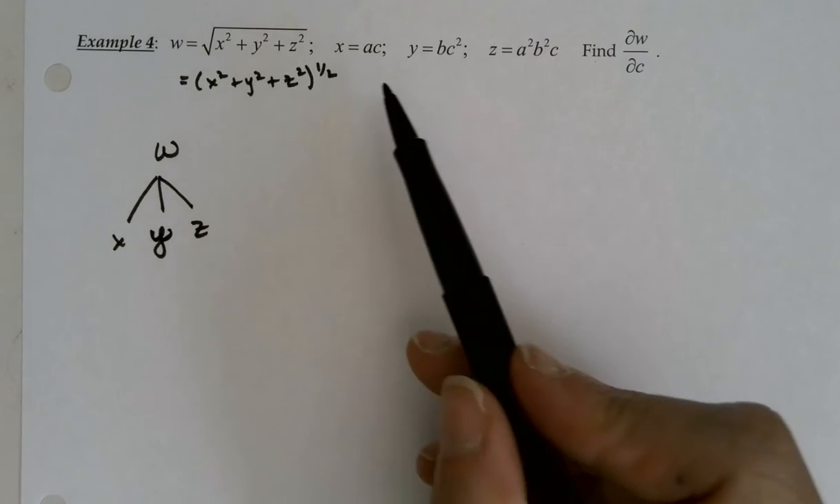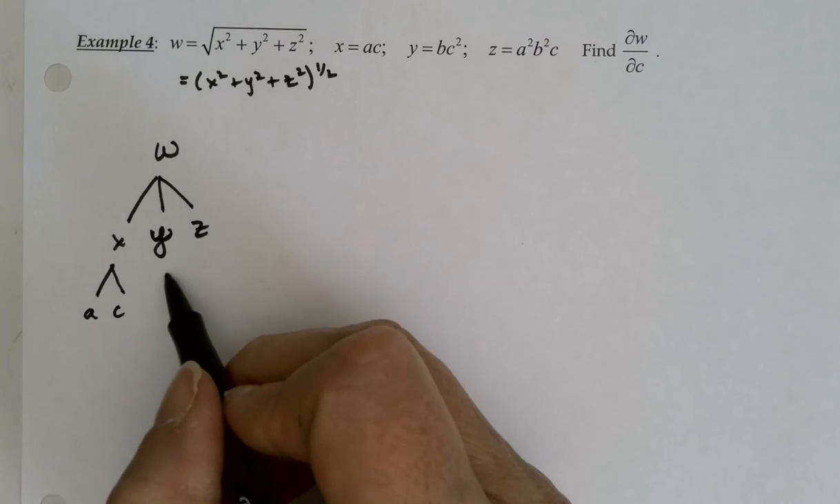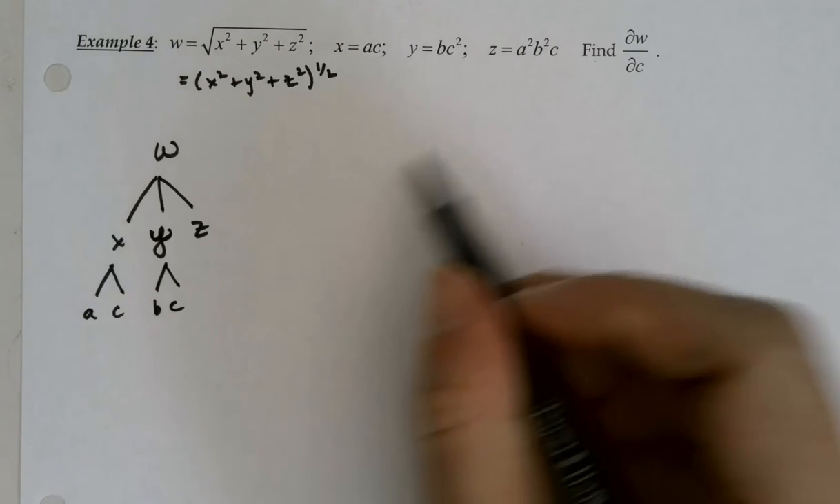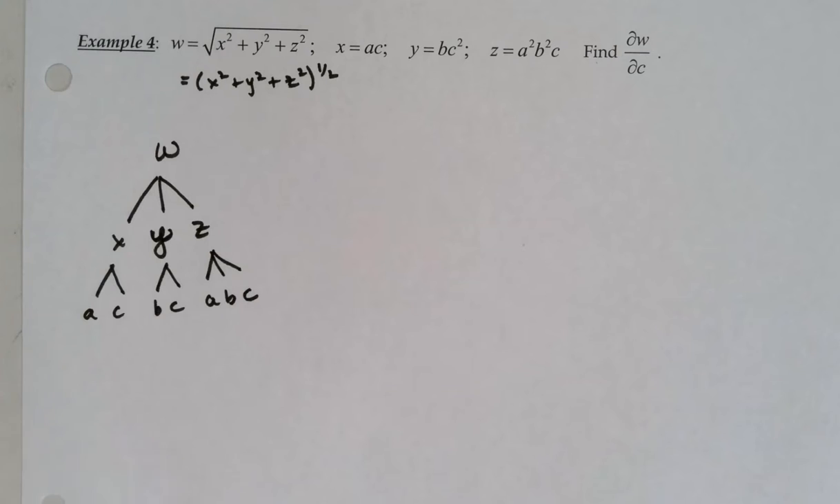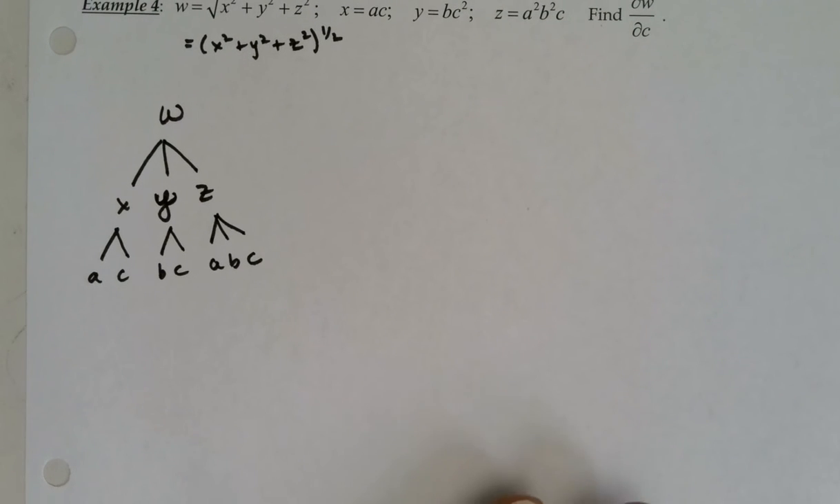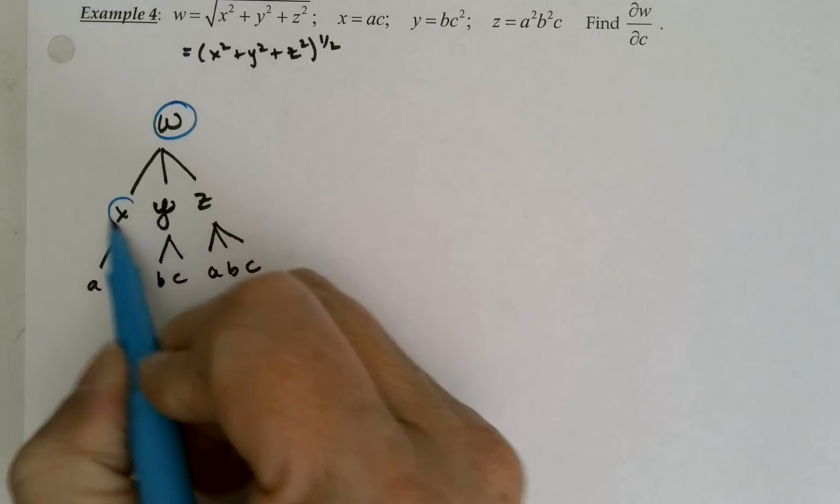Now x depends on a and c, y depends on b and c, and z depends on a, b, and c. Oh, Lord. And of course they want the derivative with respect to c, the one that shows up in all of them. So that's going to be fun. Let's start off by taking the derivative of w with respect to c.